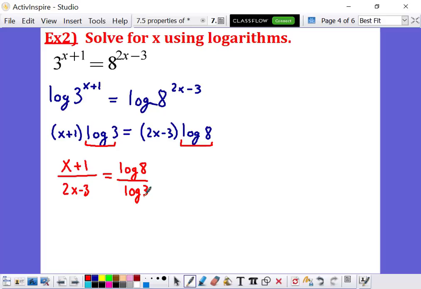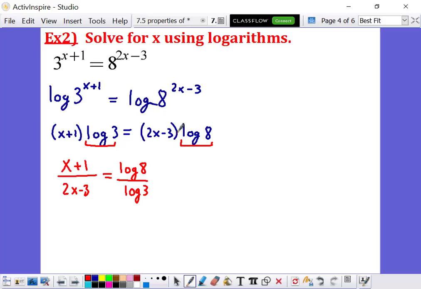Now, if you're struggling with the algebra that happened there, pause just for a minute and ask yourself the question, if I cross-multiplied this equation, what would I end up getting? Okay, and if you cross-multiply this equation, you would end up getting exactly what we just had.